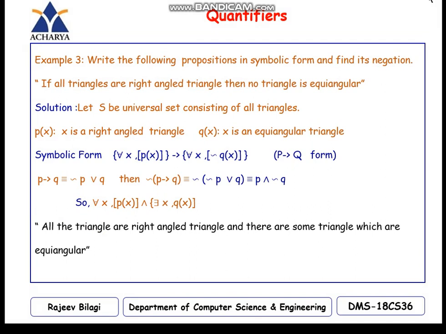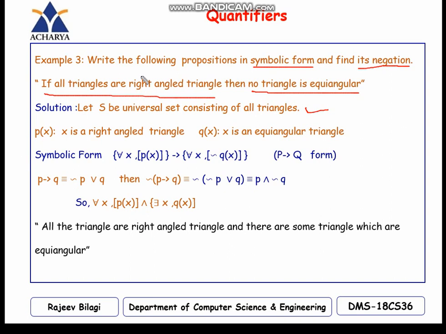So next is very interesting. For a particular quantified statement, you need to write down the symbolic form. Then later, for that particular symbolic form, you have to find out the negation. So now the statement says: if all the triangles are right-angled triangles, then the triangle is equiangular. So that means this is of the form first P then Q. Now let S be a universal set which contains all the triangles.